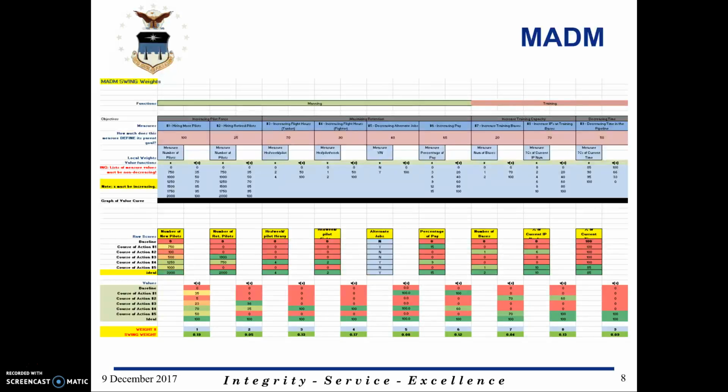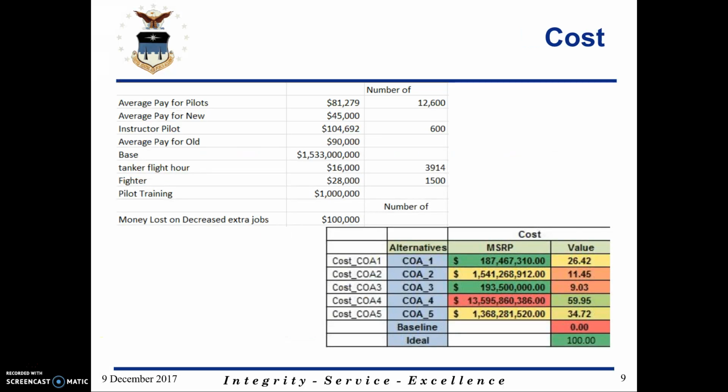The second function was training, where we had the two objectives to increase the capacity and decrease the time in the pipeline. And those measures were increasing bases, increasing IPs, and decreasing time in the pipeline. Below that, you can see all of our different measurements that we talked to our decision makers about, where you decided how much you wanted to weight each one. And below that were our objective functions for each of those different measures. As you can see below, for each of those five courses of action, we measured each different thing and came up with these values you can see in the bottom right.